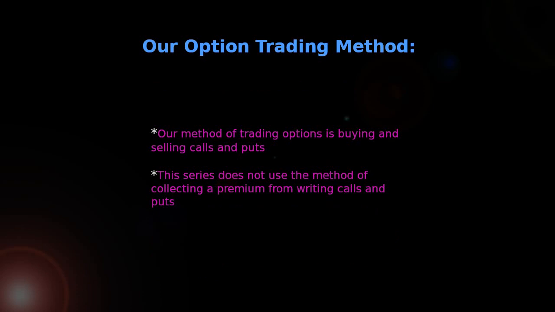Before we ever choose an option contract, we have to use charts for our choice of direction to play. The following is a brief overview of how we trade options, followed shortly with a more detailed visual walkthrough. This method is for buying and selling calls and puts for profit and is not for writing calls and puts to collect a premium.